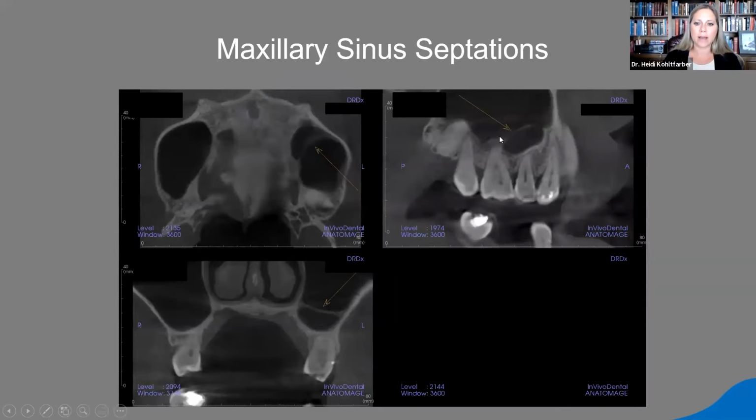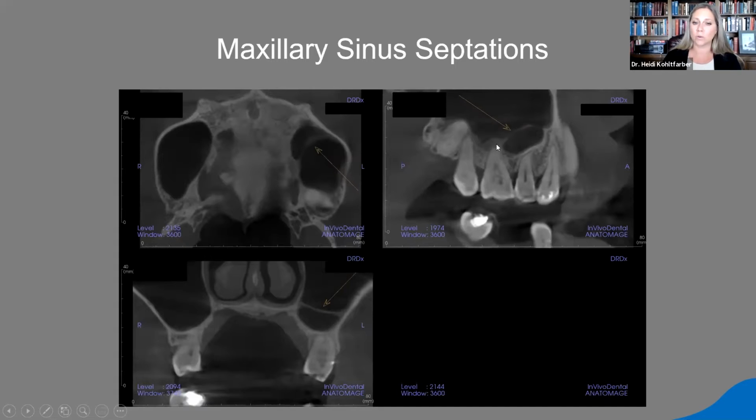We can also have maxillary sinus septations. We can see that right there. Now, when we are evaluating a sinus for a sinus lift and bone graft, one of the things we might want to pay attention to is a sinus septation. These are considered a variation of normal, fairly common to see within the sinuses, but we do know that it could cause some issues if you're planning to do a sinus lift in that area.